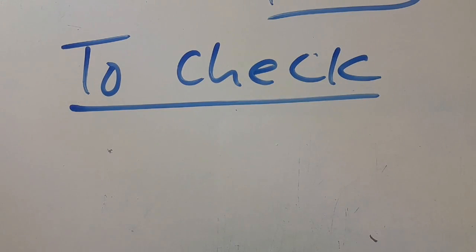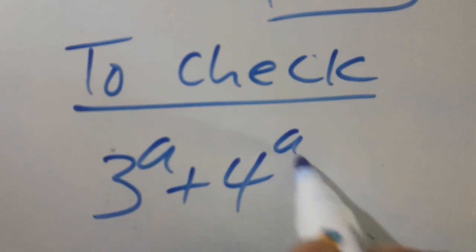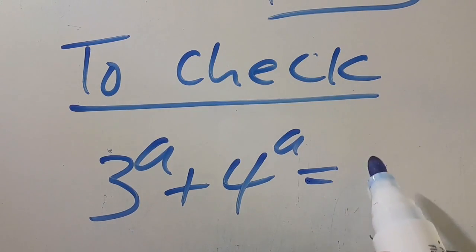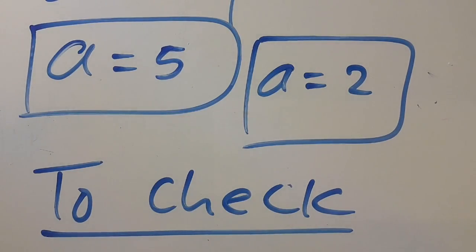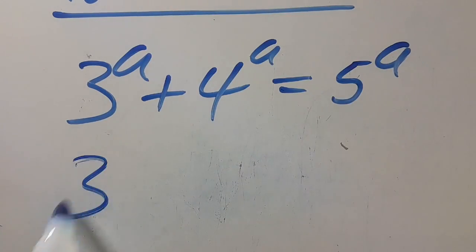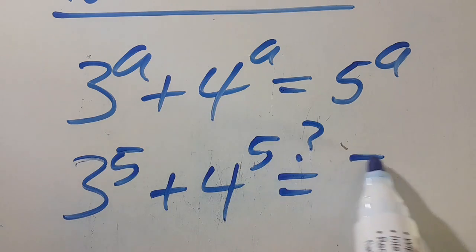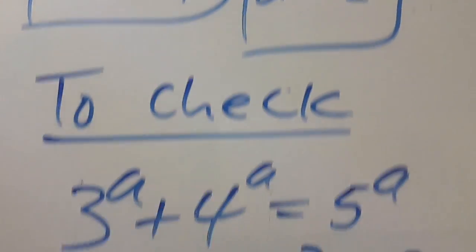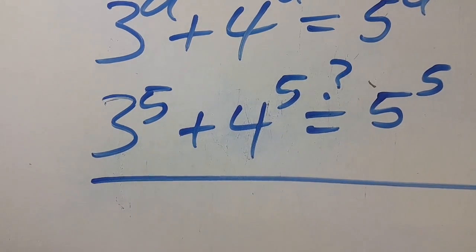So when we have 3 to the power of a plus 4 to the power of a equals 5 to the power of a, let's check when a equals 5. Here will be 3 to the power of 5 plus 4 to the power of 5. Can it be equal to 5 to the power of 5? This cannot be equal. So that means we reject this. Then we test for this and see what will happen.